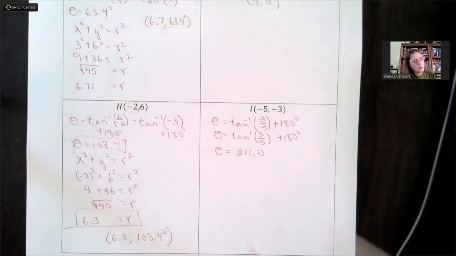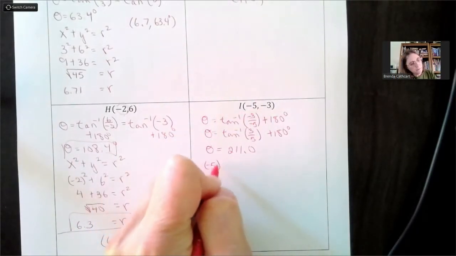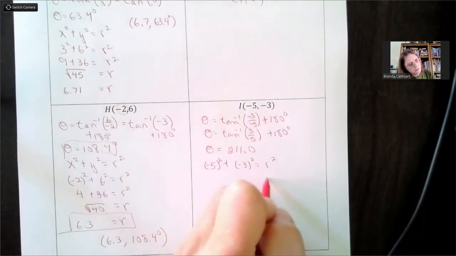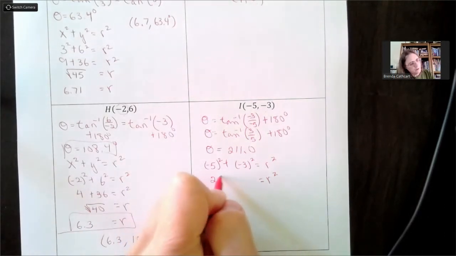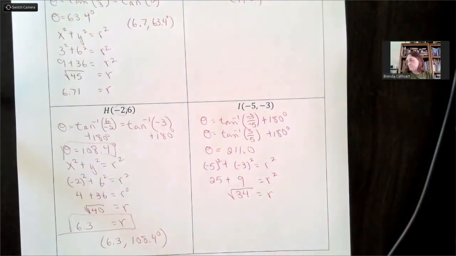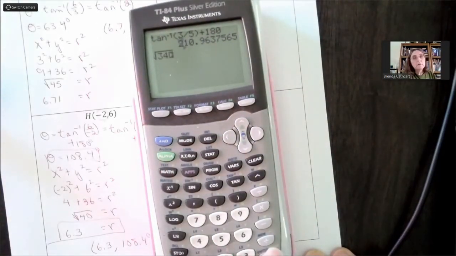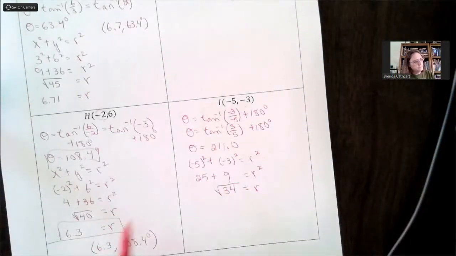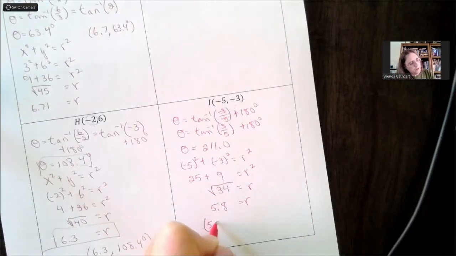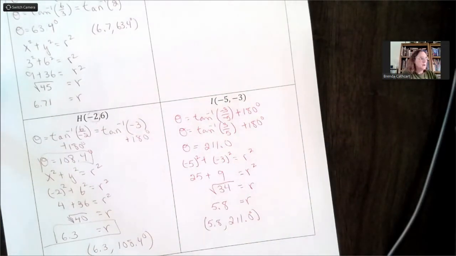211.0. And then our radius: we have x squared, negative 5 squared, plus y squared, negative 3 squared, equals our radius squared. So 25 plus 9 is 34. And we take the square root of that. Square root of 34 is 5.8. So our polar coordinates are 5.8, 211 degrees.